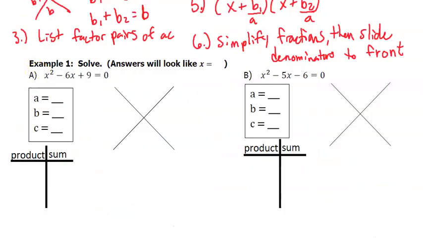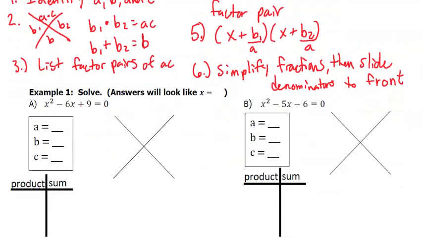Okay, let's do the first example. Solve. Your answer should look like x equals and then something. So we have x squared minus 6x plus 9 equals 0. Well, it's set equal to 0, so that's part of the first step. There's no greatest common factor besides 1, so we don't have to do that step either. So we're going to identify A, B, and C. A is 1, B is negative 6, and C is 9. So A times C will be 9, and B is negative 6.